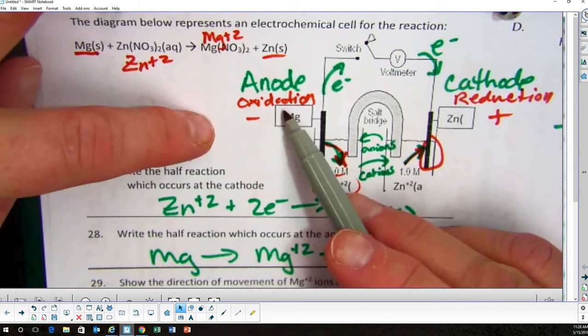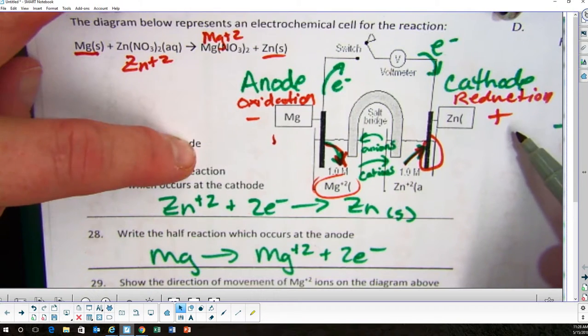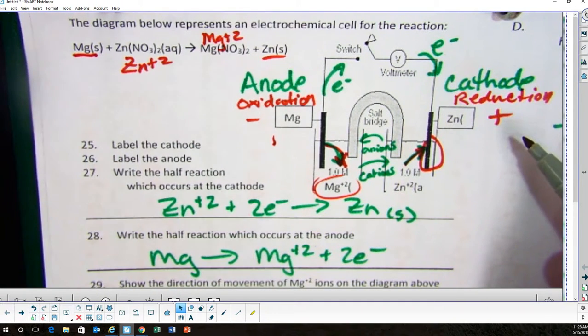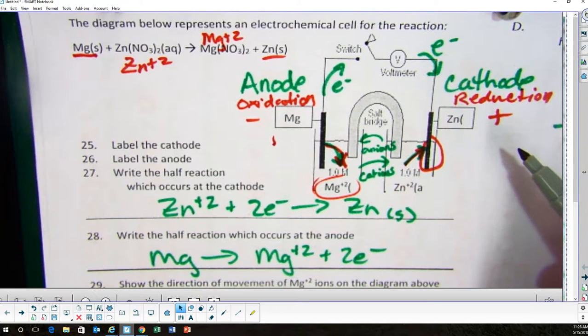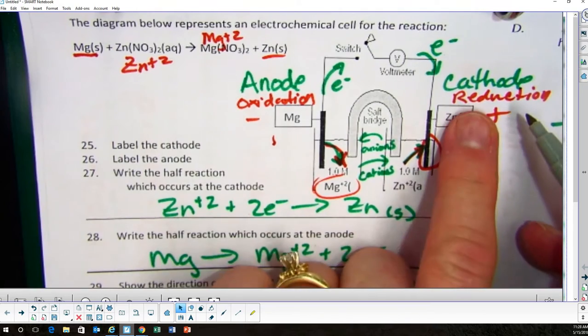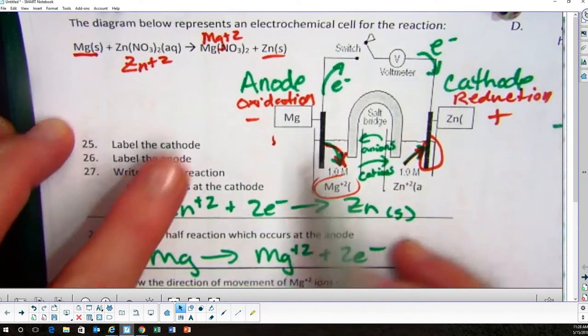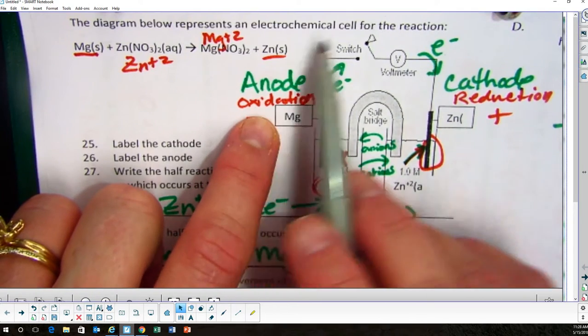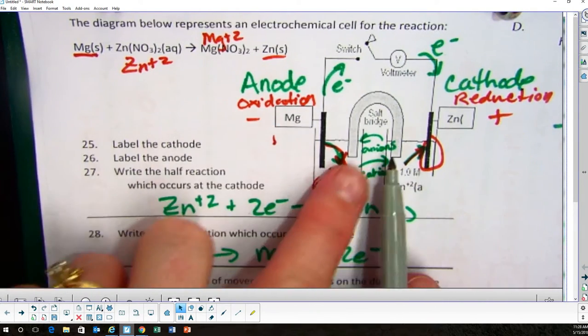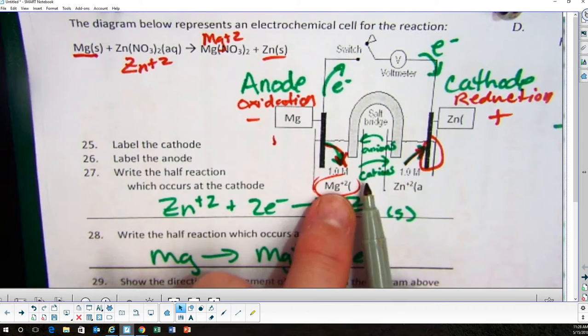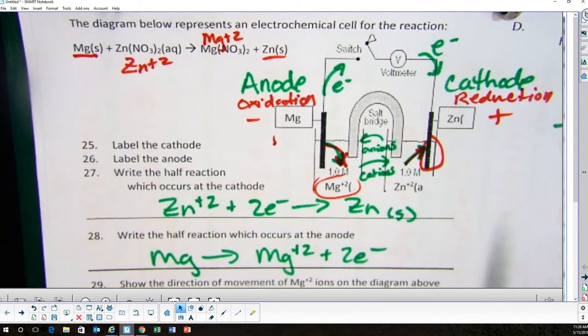So my anode, oxidation, negative on this side, cathode, reduction, positive on this side. Remember the little phrases will help you. An ox negative. It's a negative experience to be run over by an ox. Anode oxidation negative. Red cap pause, reduction, cathode positive. And the electrons always move from the anode to the cathode. Anions move towards the anode. Cations move towards the cathode. Okay?